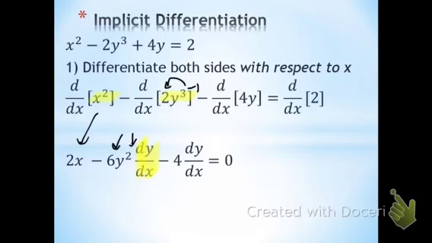So moving down to the right, we also have the derivative of 4y. Well, the derivative of 4y is simply 4, and we add the derivative of y with respect to x to the end of that. And at the far side, we have the derivative of 2 with respect to x. We know the derivative of any constant is going to be 0. And so we're left with the equation 2x minus 6y squared dy with respect to x minus 4 dy with respect to x.